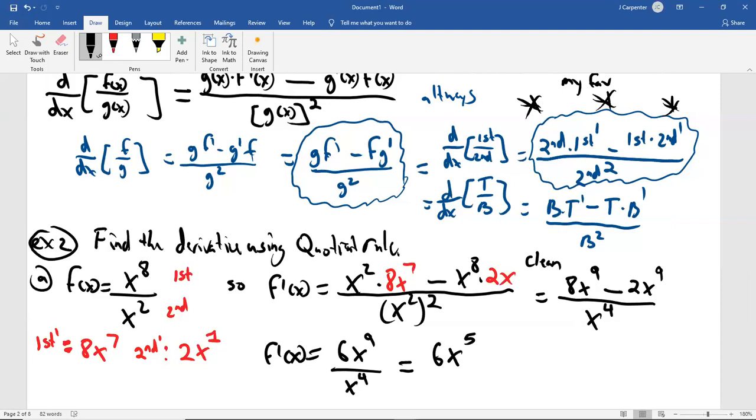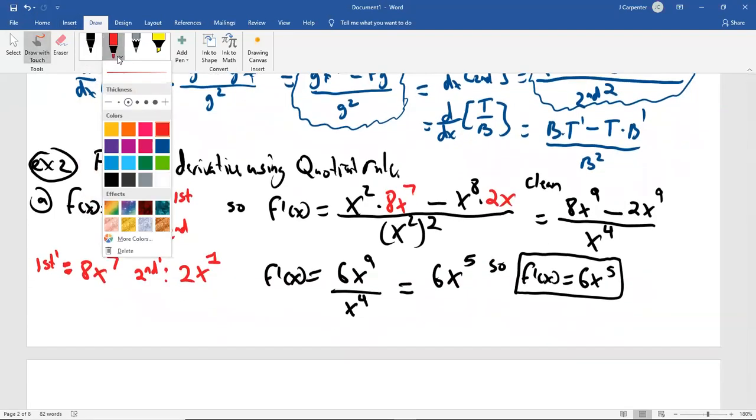So this is our answer. So f prime of x ends up being very simple, just 6x to the 5th. That's our derivative. Quotient rules are usually not this simple of an answer, but that's because this problem was not designed to be done with the quotient rule. It's meant to prove it works.